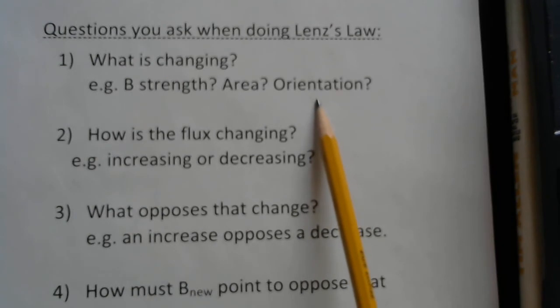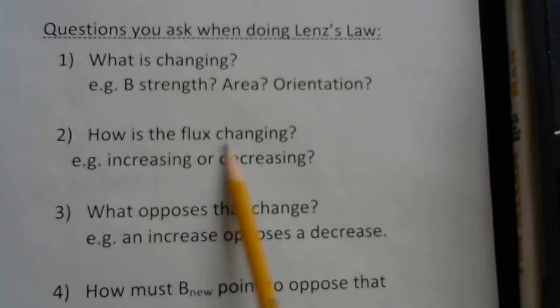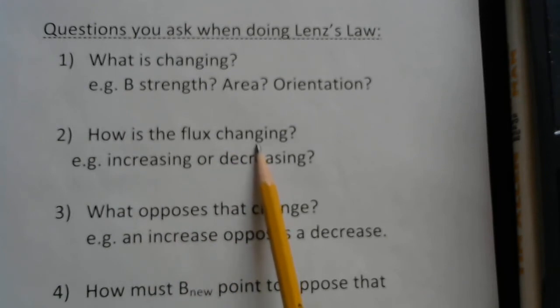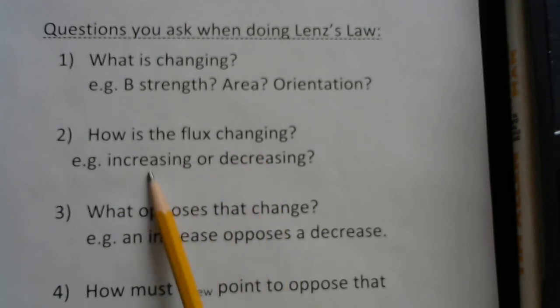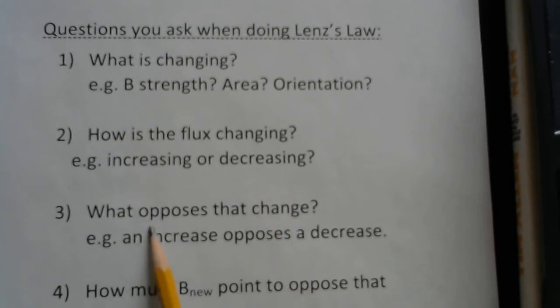So once you figure out what is changing, you should be able to identify how the flux is changing. Simply figure out, is the flux increasing or decreasing in this situation? Then you know what kind of change it is. Now you should be able to figure out what opposes that change. For example, an increase opposes a decrease. If you have a decreasing amount of flux, then you want to oppose that with an increasing amount of newly made flux.